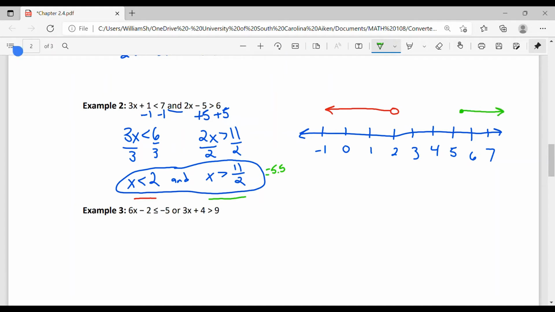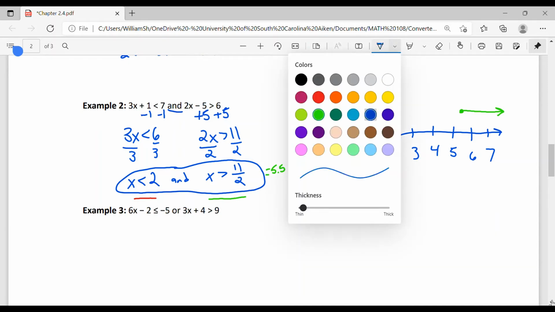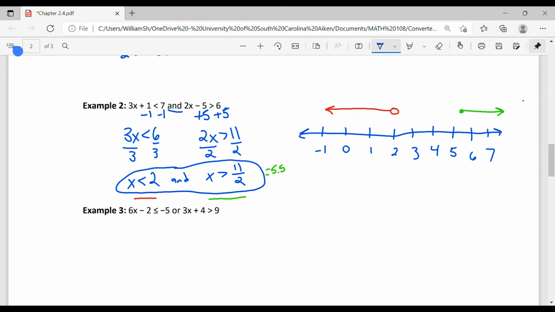Now, let me ask you something. Can both of these be true at the same time? Can we fulfill that and statement here? Is there anything that happens at the same time between the red and the green? No. So, because there's nothing that happens at the same time between this red and this green, they don't exist at the same time. You can't be both less than 2 but greater than 11 over 2 at the same time because of this and statement. Then what we need to put here is that we have no solution.